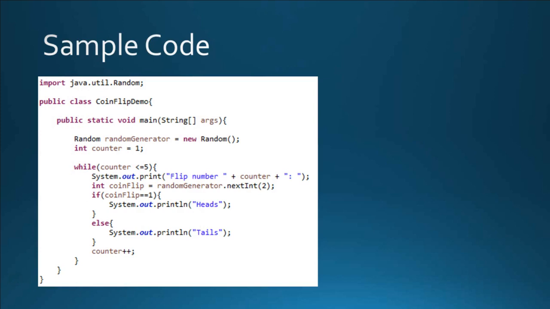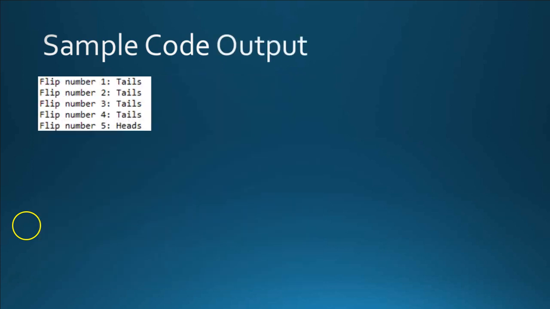Here's a quick sample code using a coin flip. So you can see we have a random generator equals new Random, int counter equals 1. While counter is less than 5, I'm going to have it do this coin flip to determine if it's heads or tails. If it is 1 with that random generation, then I know I have a heads. Otherwise, I want it to print out tails. And here would be the output. So here are my 5 flips, and I got tails, tails, tails, and then heads.